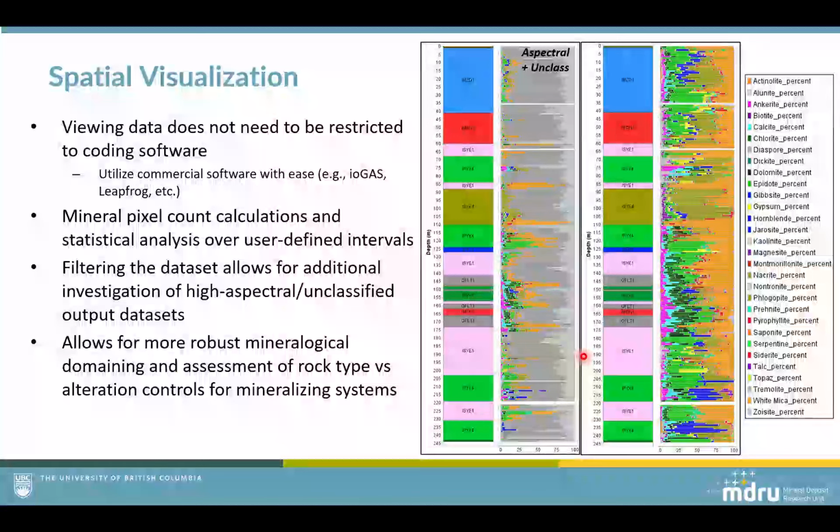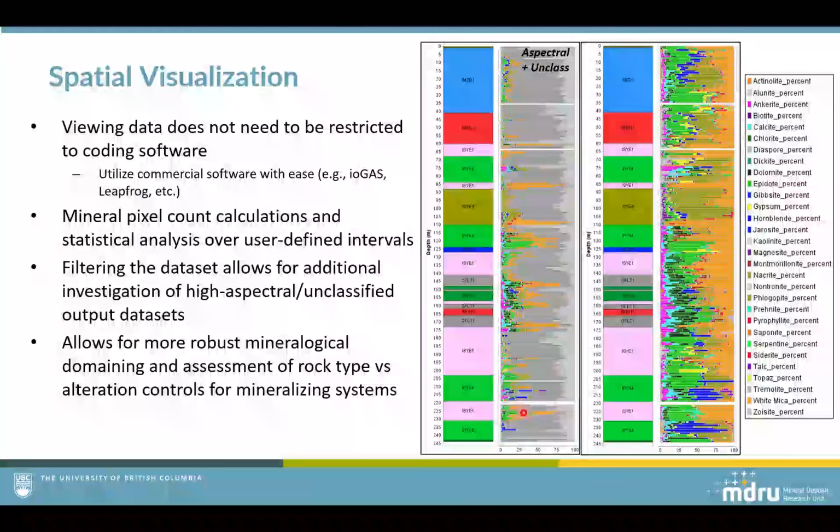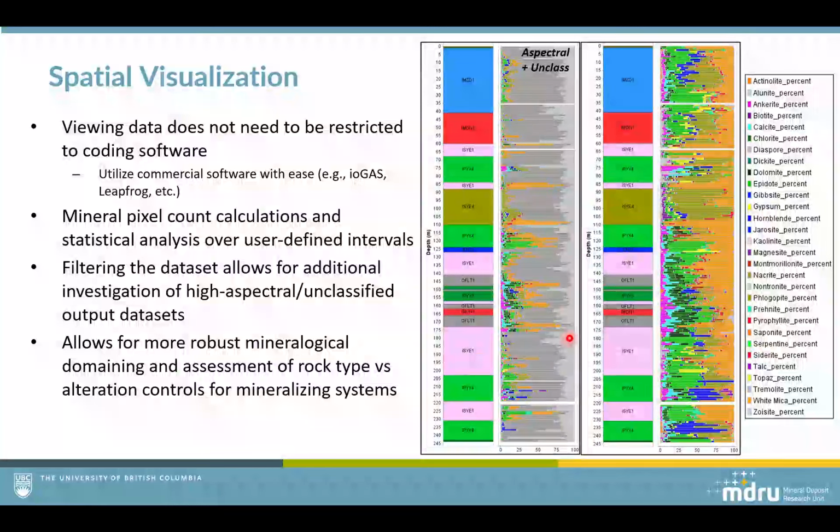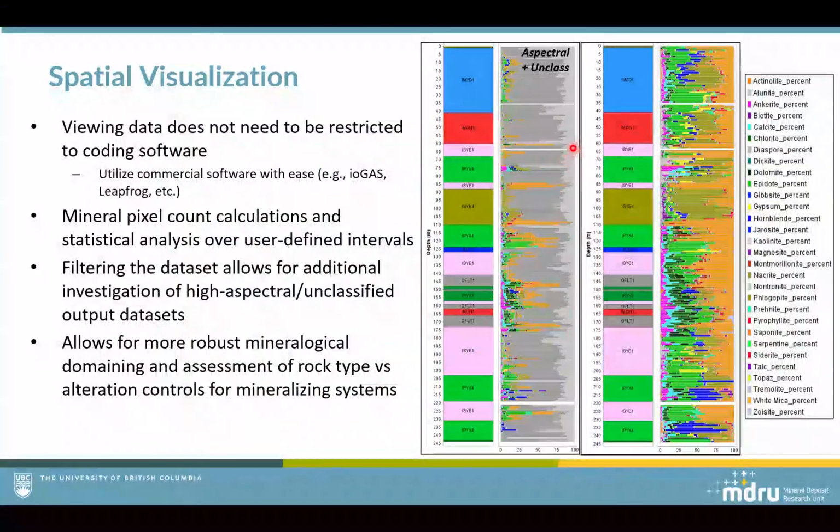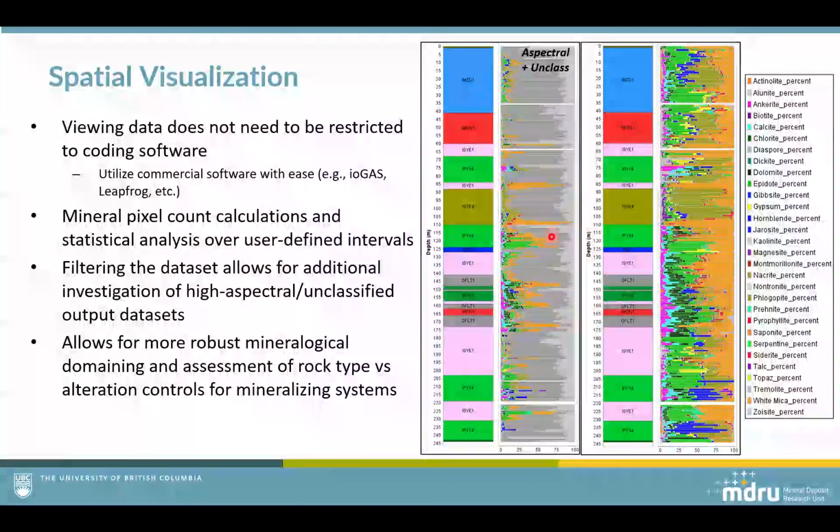This particular example is using mineral pixel count calculations and statistical analysis over this 1 meter interval that we've picked for this data set. On the left-hand side is all of the data, including aspectral and unclassified mixtures, or mineral identification calls. So the gray shades are what those are. And as you can see, there's still some variation, and you can kind of pick some of the minerals that are present within this drill hole.